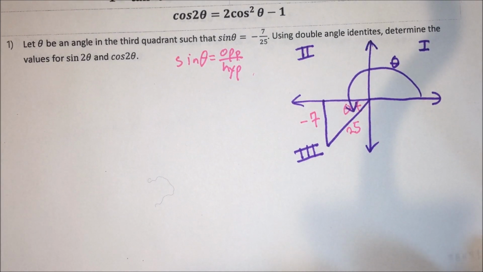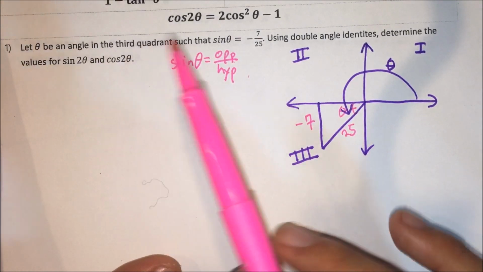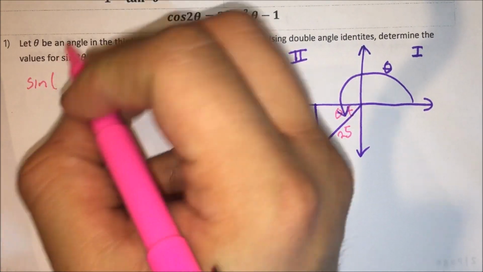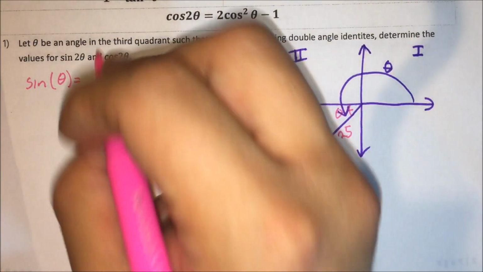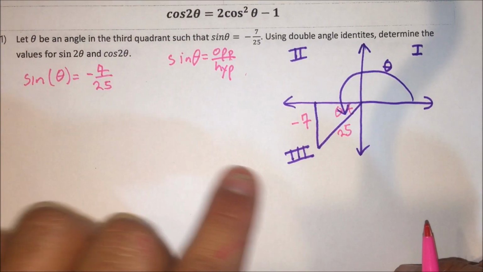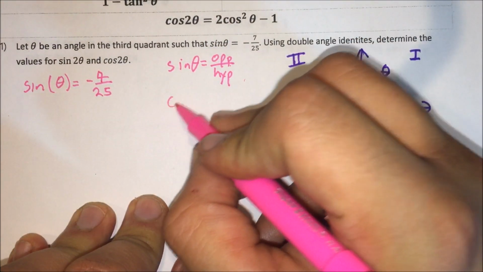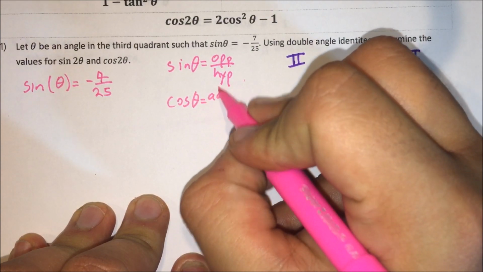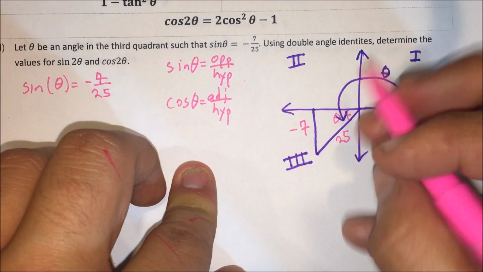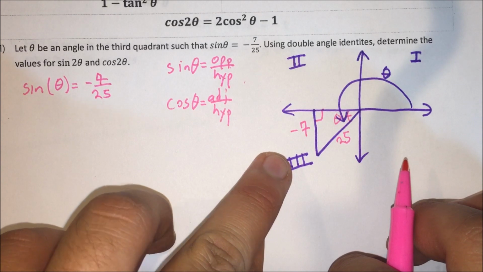Okay, so in order to figure out what the values for sine of 2 theta or cosine of 2 theta are, we're actually going to have to figure out what both sine and cosine are. Sine is easy because that was given to us in the problem. That's -7/25. However, now we got to figure out what cosine is. Well, recall that cosine is actually adjacent over hypotenuse. So in order to get that, remember this is a right triangle. We use our Greek friend Pythagoras' theorem.